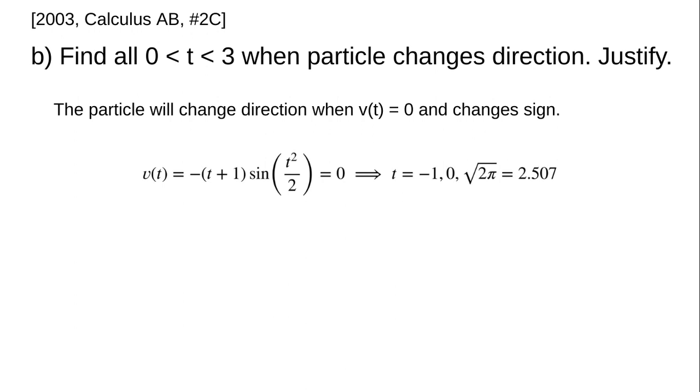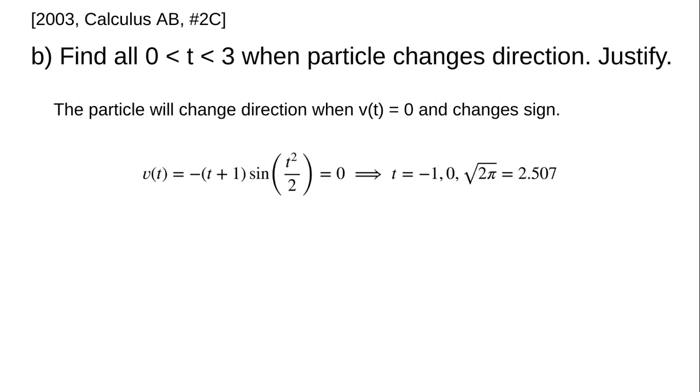All right, so our function v of t will be 0 either when t plus 1 is equal to 0 or when sine of t squared over 2 is equal to 0, which means that the solutions would be t equals negative 1, 0, and the square root of 2 pi, which is about 2.507.